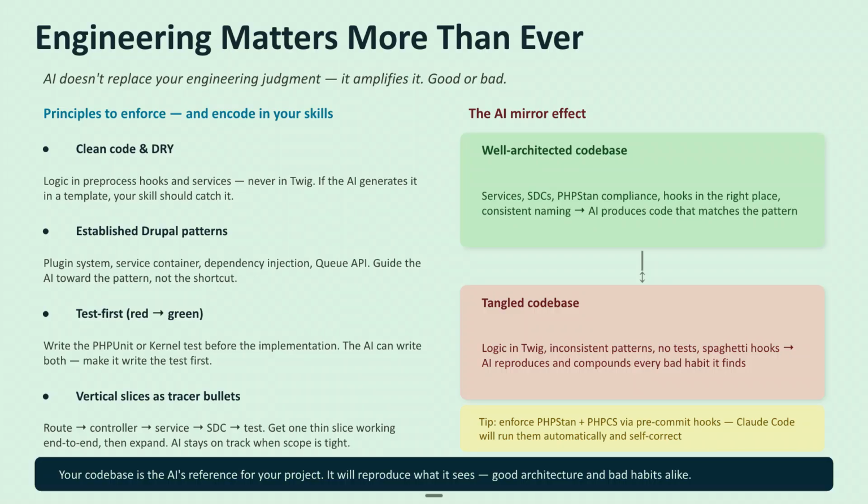You need to rely on these engineering principles that we have all collectively decided are important, and make sure that your AI is properly applying them. So, things like clean code, don't repeat yourself, established Drupal patterns, testing. It is wonderful at testing. I have a lot of these skills that say, hey, we want to do red-green testing, and it absolutely will do that to make sure that it identifies the pieces that it needs to work on, and then gets you to green. So you have confidence that that test is in place.